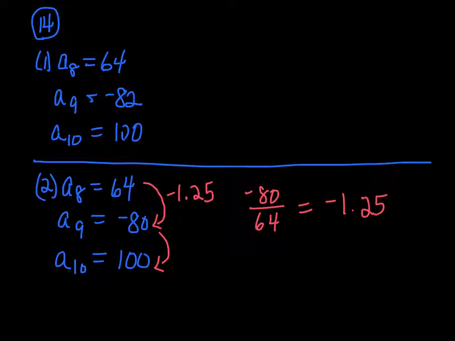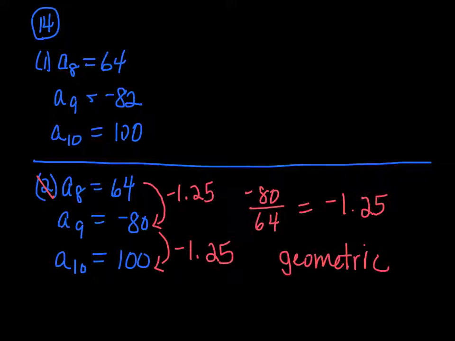Now I'm going to take negative 80 and multiply that by negative 1.25, and I in fact do get 100. So therefore we've got another geometric series where a sub 9 can be negative 80, so that is not the answer. So it's got to be choice 1, obviously, and that's one of the reasons why I went backwards, but I wanted you to see why the other choices were not the correct answer.